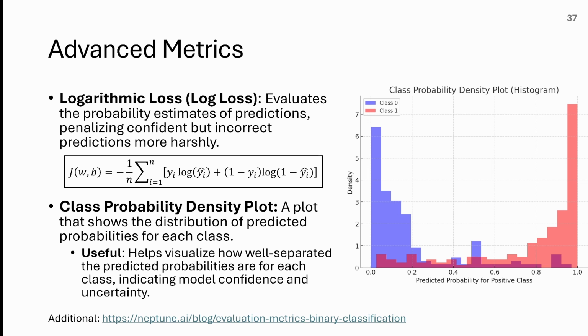By minimizing log loss, we're essentially encouraging the model to be confident only when it's correct. Class probability density plot shows the distributions of predicted probabilities for each class. It is useful for visualizing model confidence. If the probabilities for each class are well separated, it indicates that the model is confident in its classifications. However, if the distributions overlap significantly, it suggests the model is uncertain. For instance, here we see that class 1 predictions are clustered around high probabilities close to 1 and class 0 predictions are closer to 0, which reflects good separation and confidence.